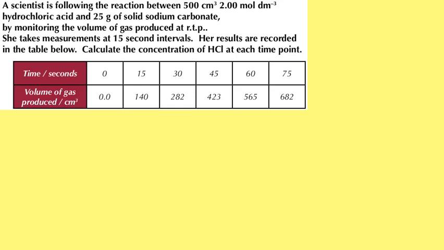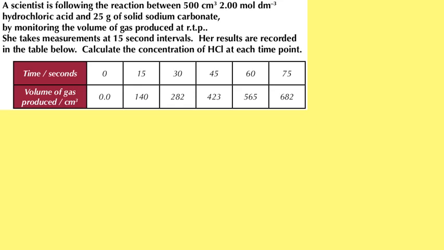And what we want to do is calculate the concentration of hydrochloric acid at each time point. The time points being 0 seconds, 15, 30, 45, 60 and 75, of course. So we want to go from the volume of gas to concentration of hydrochloric acid, because then we can plot the concentration of hydrochloric acid against time, and therefore from the gradient get the change in concentration of hydrochloric acid at any particular point in time, and that will be our reaction rate at a particular point in time.